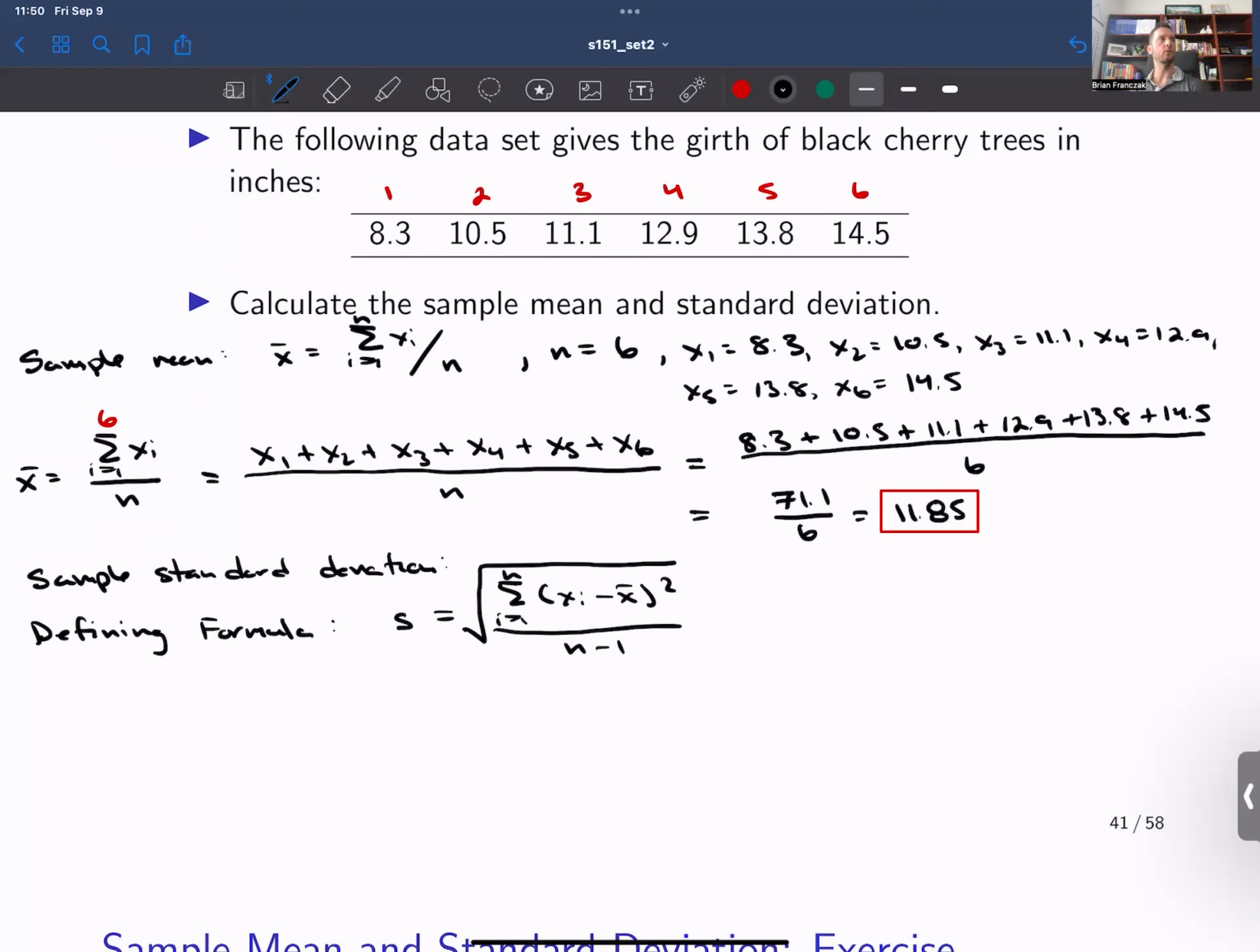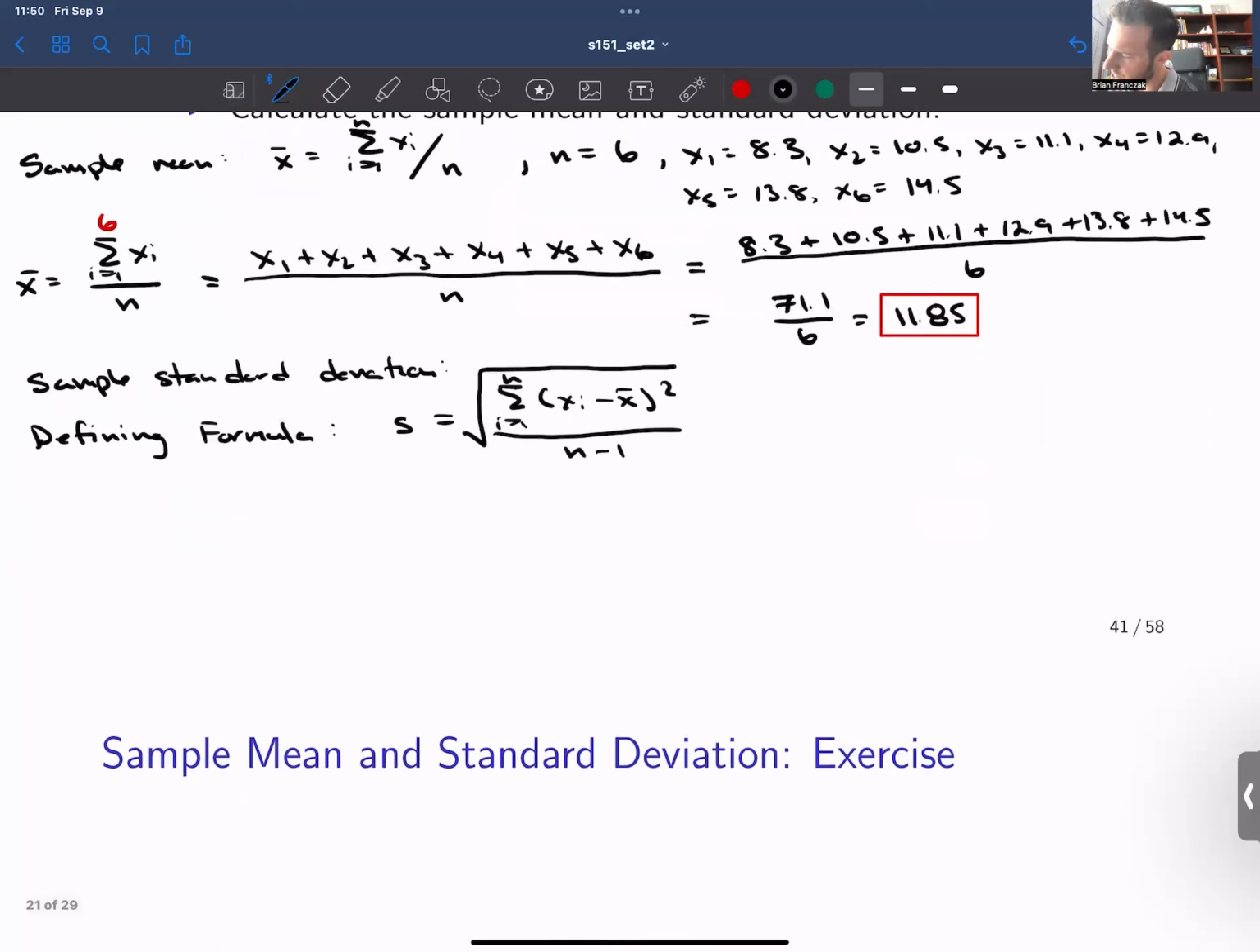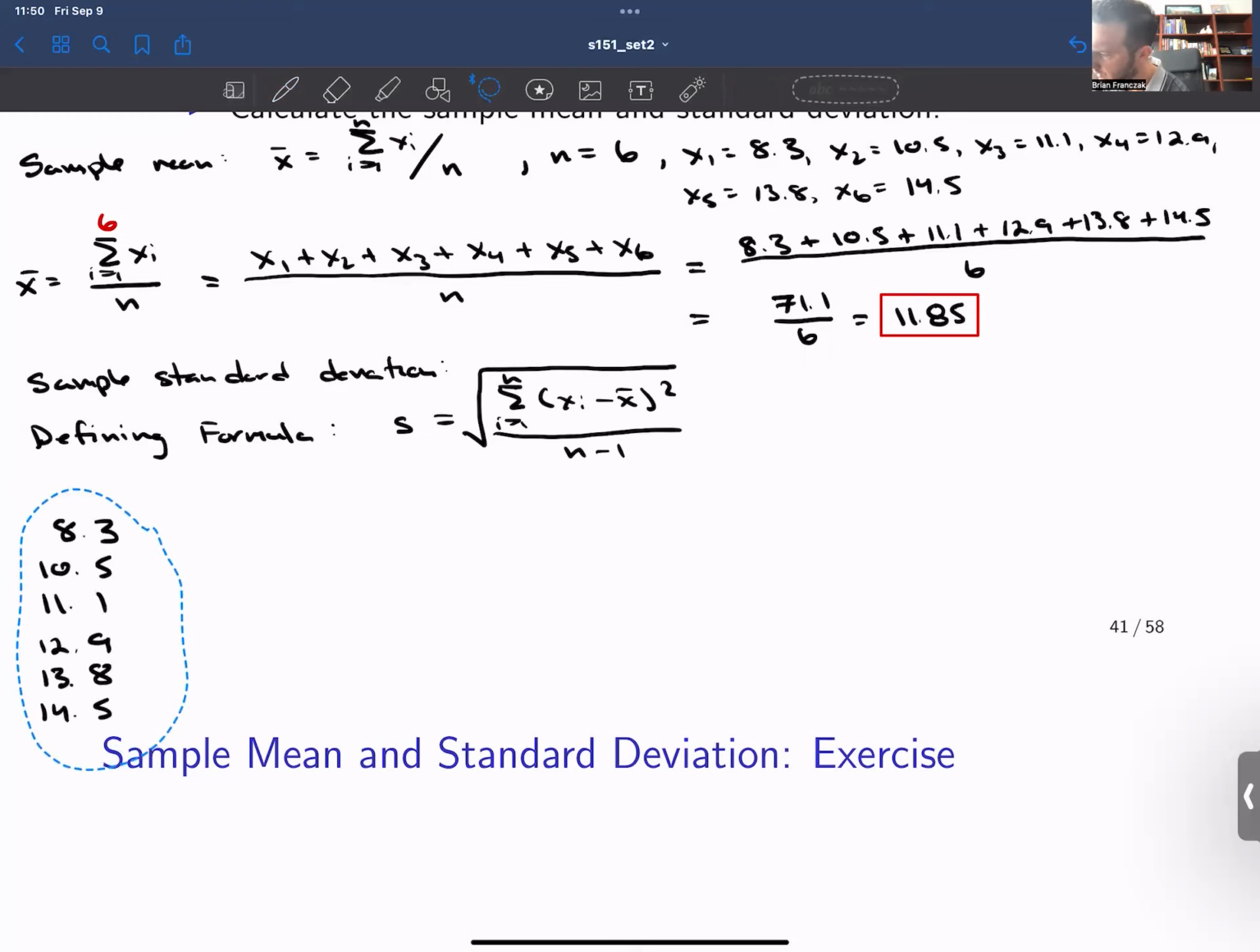Now, the easiest way to do this is to use a table of the squared differences. In our table of squared differences, we will have our observations: 8.3, 10.5, 11.1, 12.9, 13.8, and 14.5. These are each of the xi values in our data set.